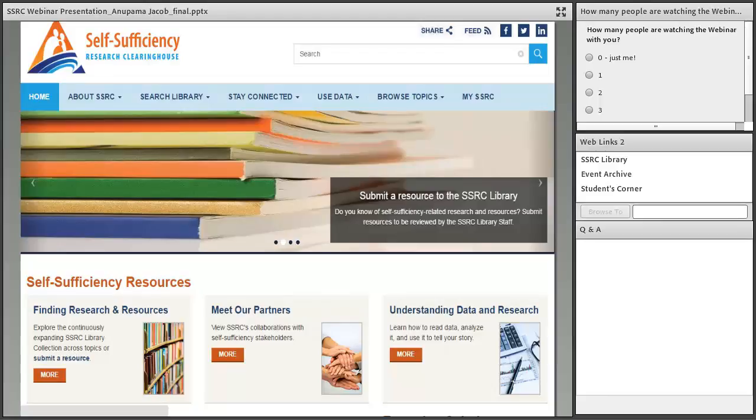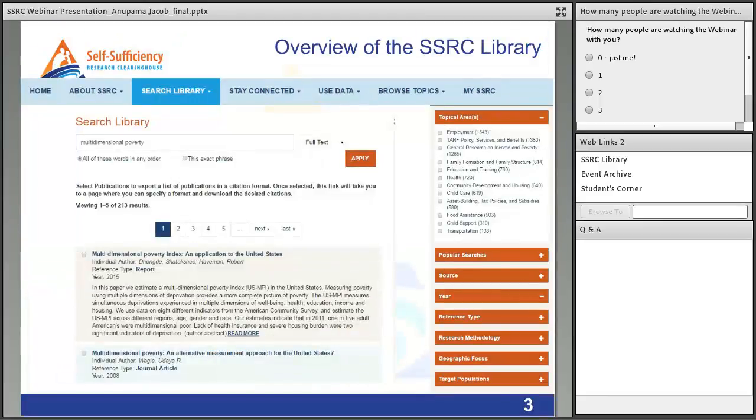The purpose of the Self-Sufficiency Research Clearinghouse is to disseminate quality research. We currently have over 5,700 items in the library. On this slide, you'll see on the right a snapshot of the filters in the library. As you can see, you may filter through the collection by reference type, topical area, research methodology, and popular search terms, among others. We've searched for multidimensional poverty and pulled up over 200 relevant resources.